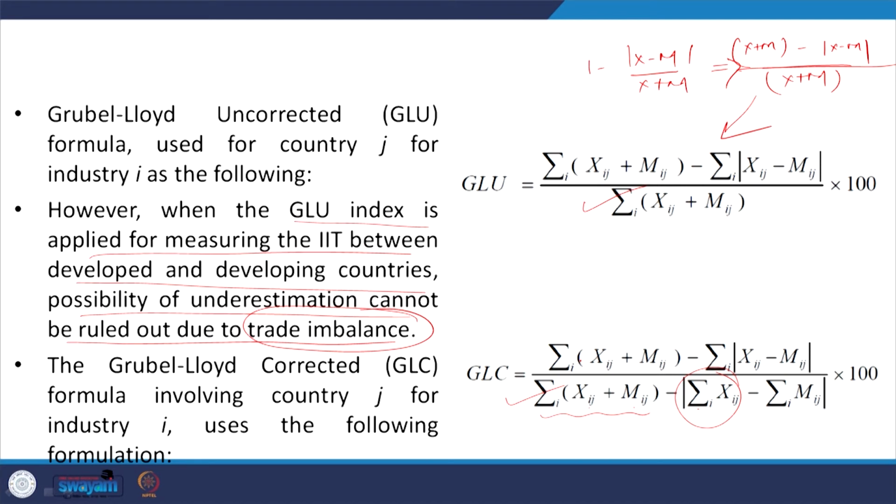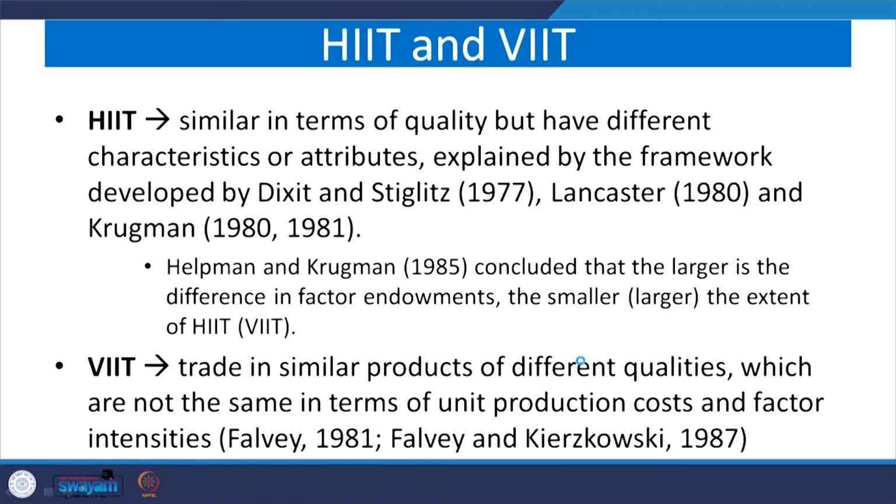Now, when we are looking at this, what does it exactly capture? How it gets interpreted, we will discuss in our subsequent slides. Here we are trying to capture the horizontal intra-industry trade and vertical intra-industry trade. The detailed calculation will also follow in our next lecture. HIIT stands for similar in terms of quality, but having different characteristics or attributes, which we have already said. Discussed in different papers by Dixit and Stiglitz in the 1977 paper, Lancaster 1980 paper, Krugman 80 and 81 papers.